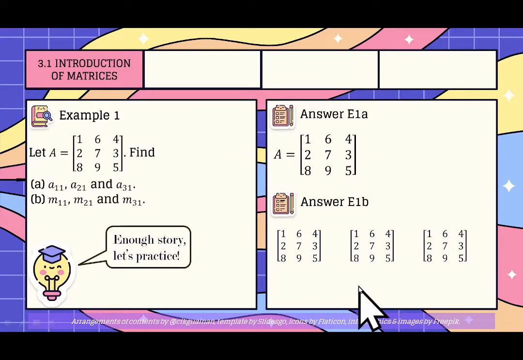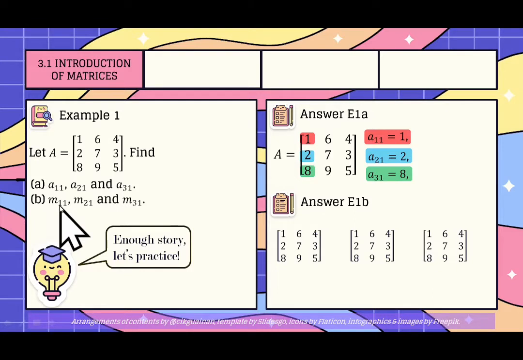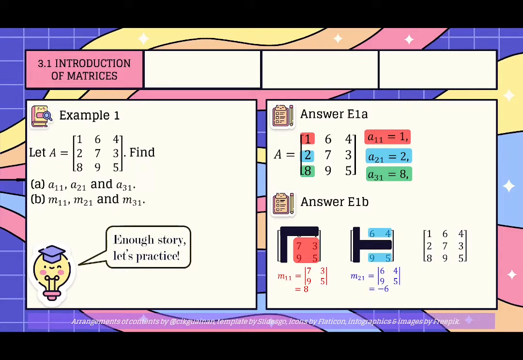So let's consider the first example. Okay, so what's this question 1? This question 1's element A11 is 1, A21 is 2, and A31 is 8. And the next step is to get the minor for each one. For the first one, we cover the first row and first column to get this minor. For the next one, we cover the second row and the first column to get this minor. And last but not least, we cover the third row and the first column to get this minor.